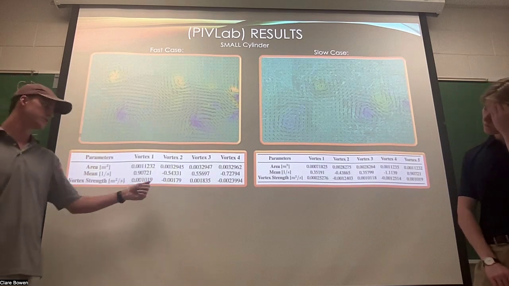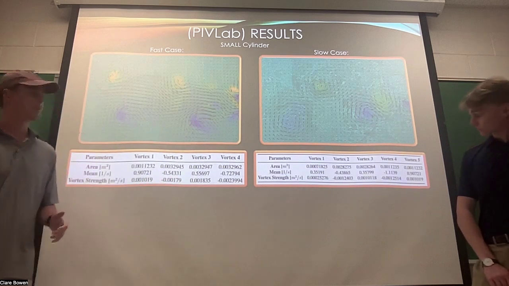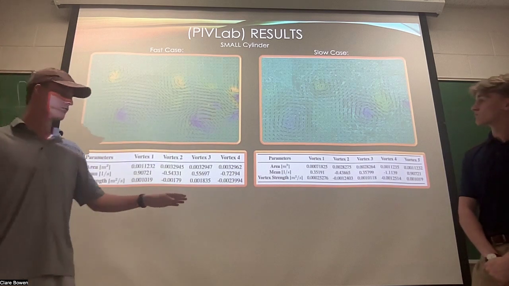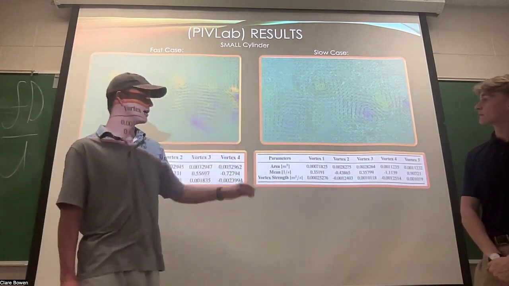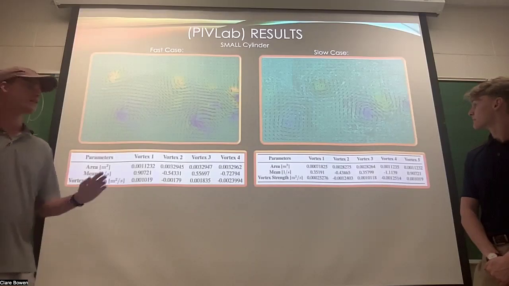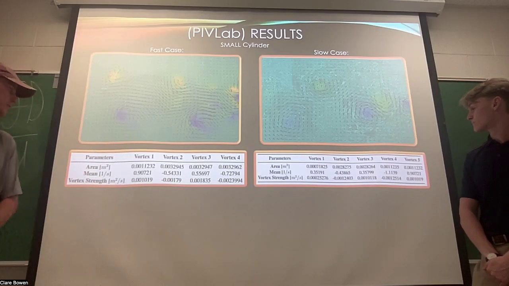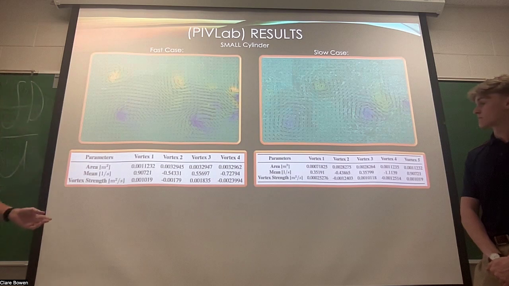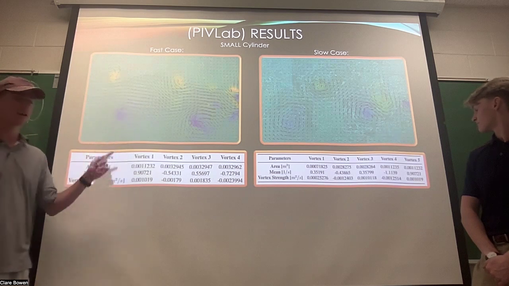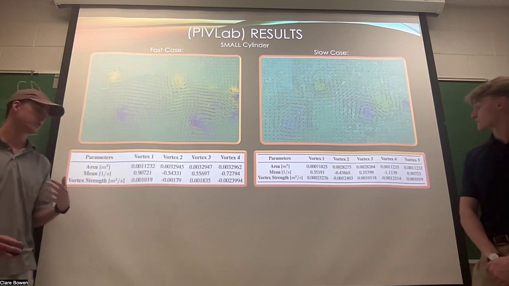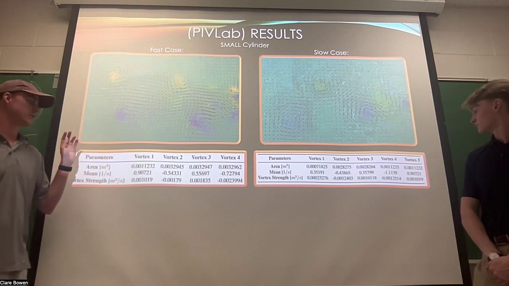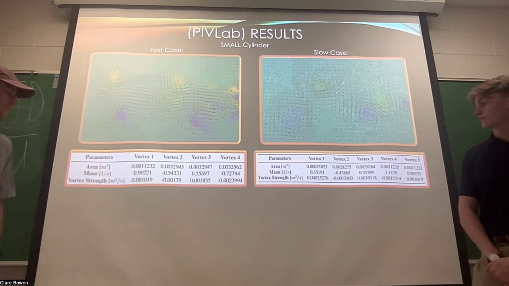And you can see that it has alternating values that are about equal, as well as with the slow case. The first vortex on the slow case right here was considerably weaker than the rest of them, but the rest do hold up to what we expected to see. And these numbers were calculated by taking a circular area around each vortex, and PIV lab was able to use the vector field to calculate the vortex strength.